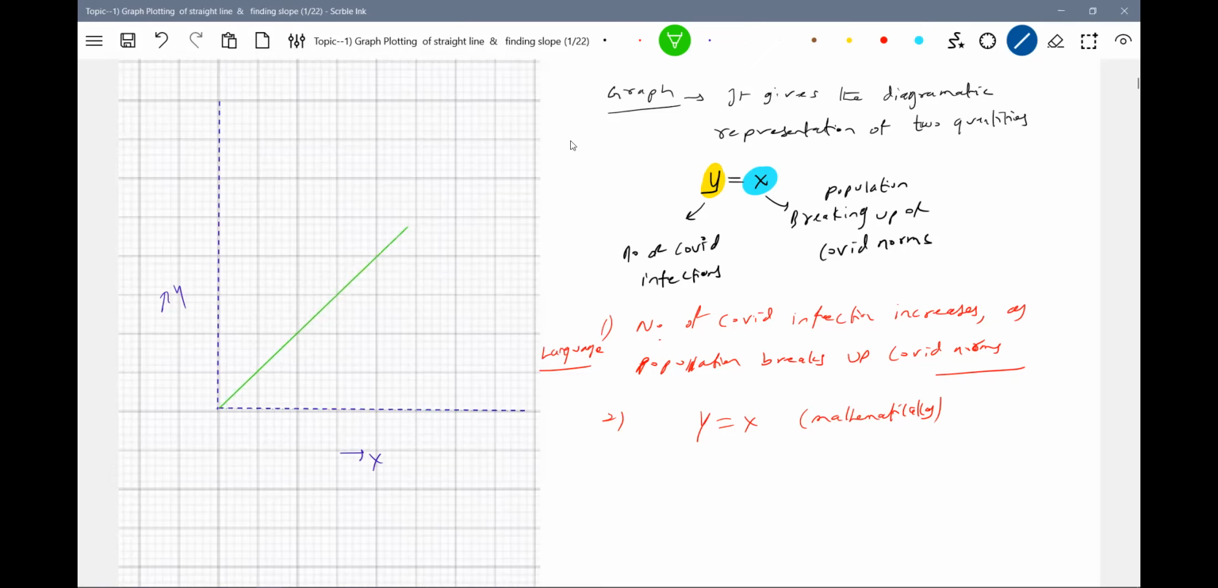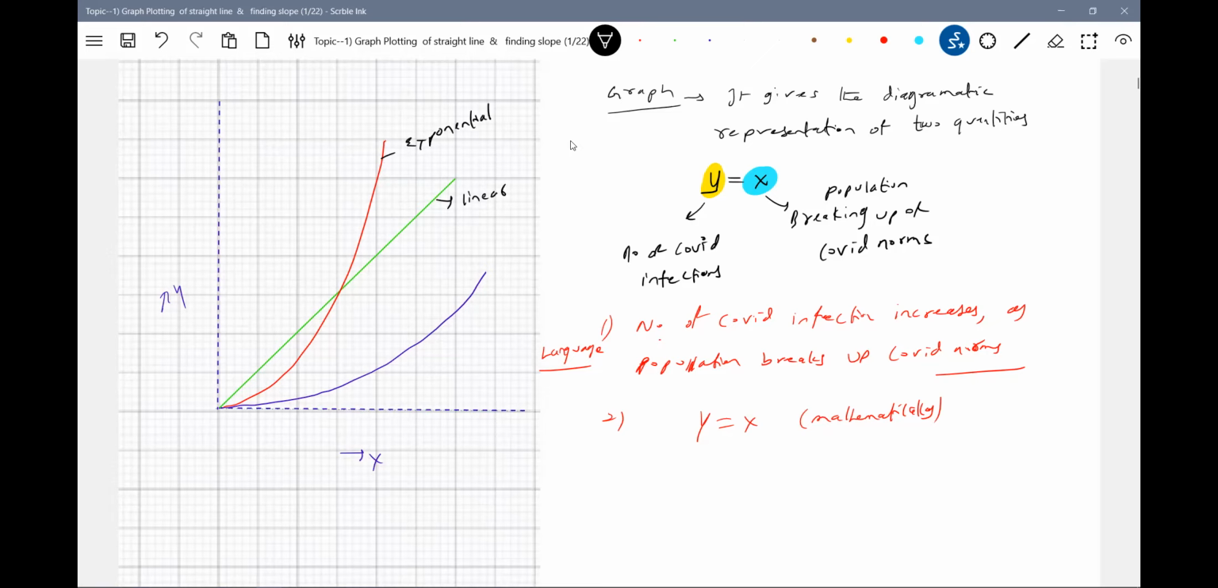Let me show that linear. It was increasing linearly. Sometimes it may increase exponentially. You can see the rise is very steep. Or it may increase gradually. There are different ways of expressing that. So this particular curve we say linear. This is exponential. This is parabolic. Some names are given for the shape of the curve.